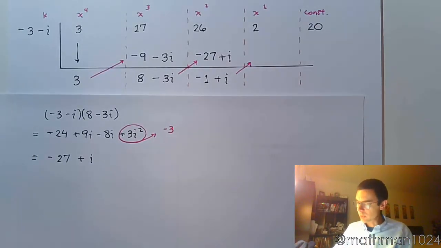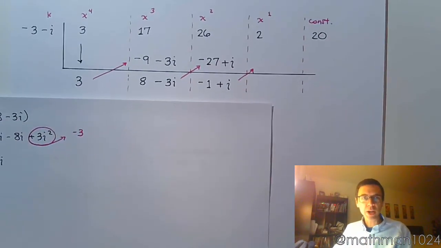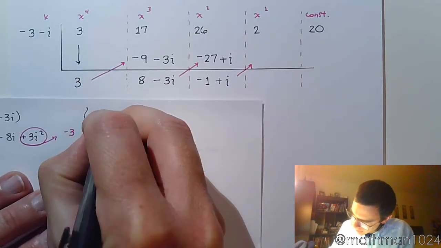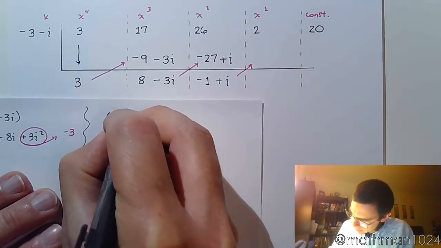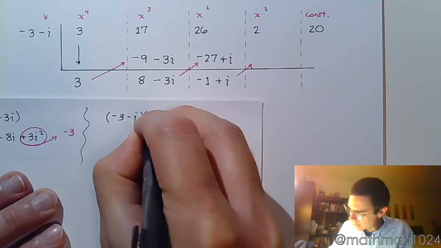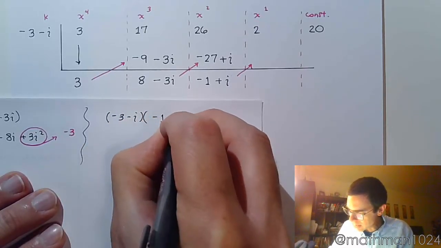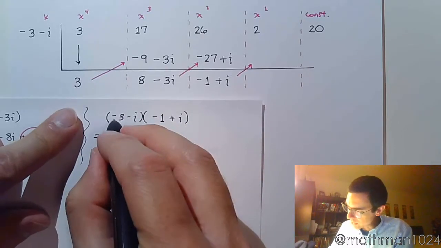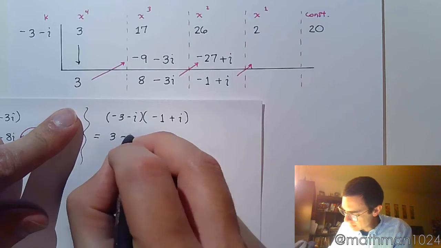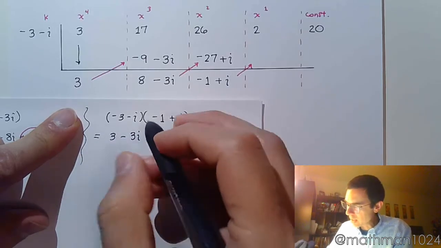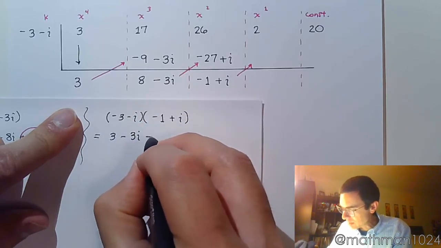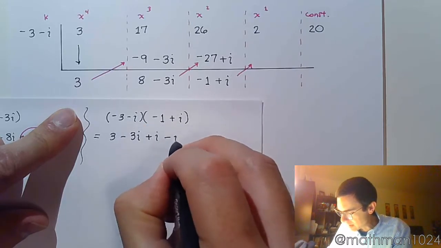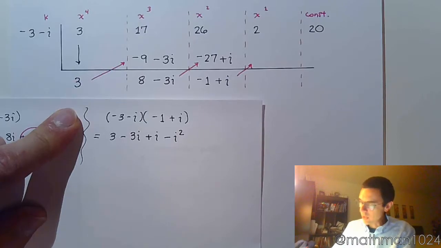So again, I'm going to use my little scratch piece of paper over here. And we need to do negative 3 minus I times negative 1 plus I. And again, you're just going to FOIL this. So distribute the negative 3, we get positive 3 minus 3I. Distribute the negative I, that's positive 1I. Negative I times positive I is negative I squared.